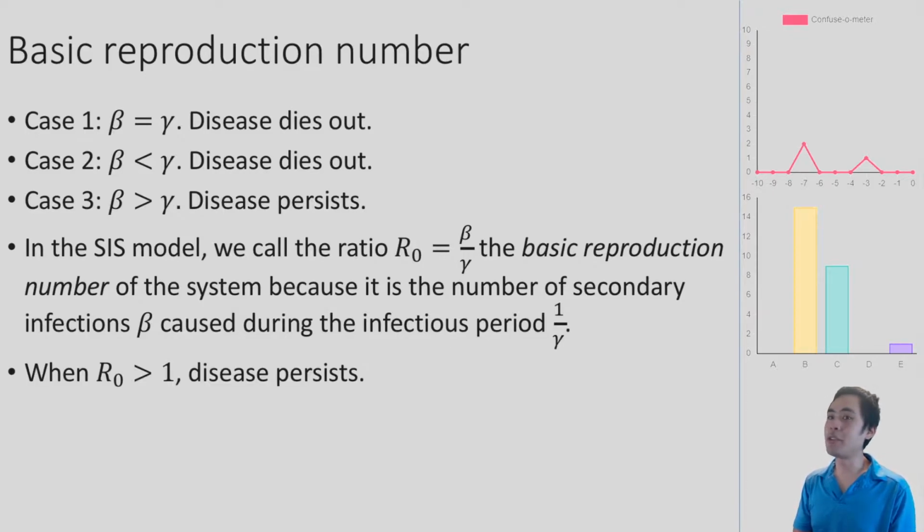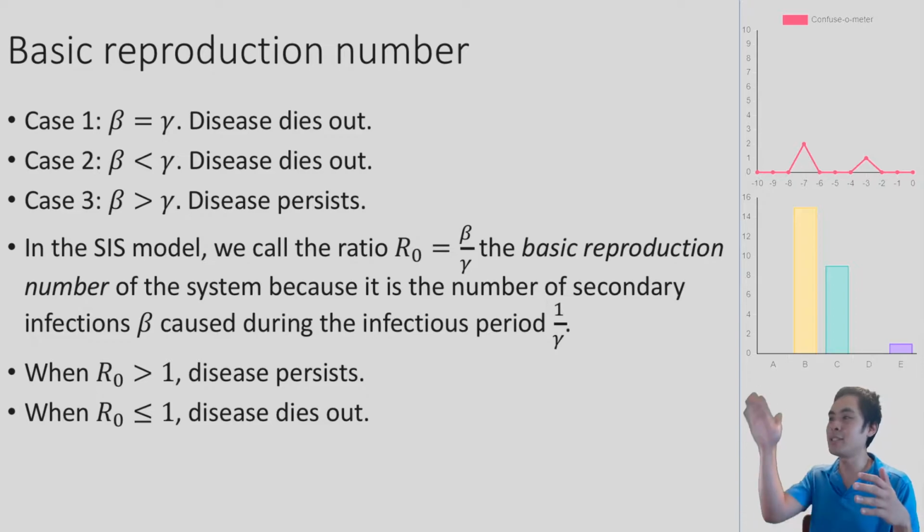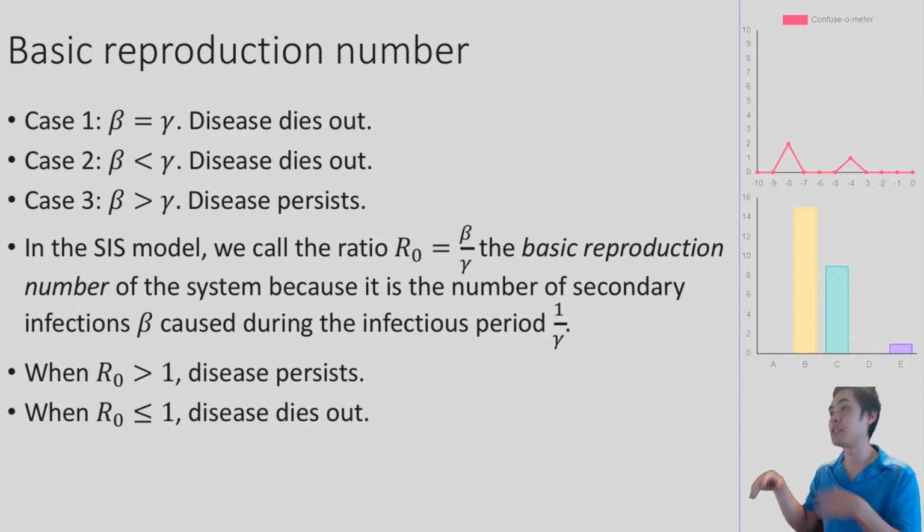When R naught is greater than 1, the disease persists. When R naught is less than or equal to 1, the disease dies out. And one of the big efforts of public health officials during a pandemic is trying to get R naught below 1. Because if you can get R naught below 1, then the disease will slowly die out. If it's above 1, then it'll still grow exponentially at some different exponent. There are many different ways you can do that. Some of them include lockdowns, others include vaccines, others include various other sorts of more complicated models where you have different types of interventions.